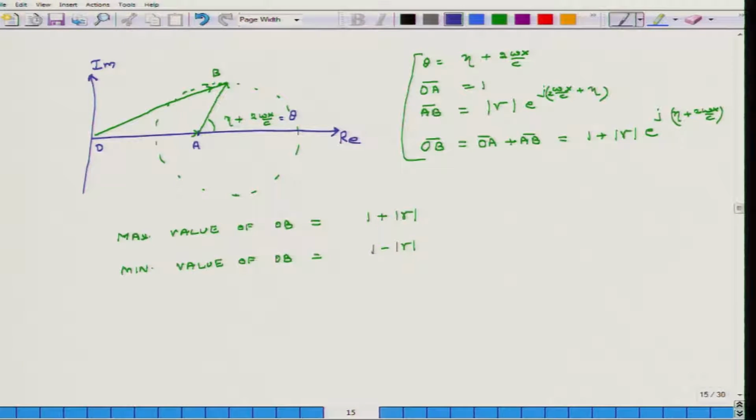So, if we want to know gamma, we have to know its magnitude and we have to know its phase. Okay. Now we define another parameter, rho. This rho is not density, it is something different. It is the maximum value of OB divided by minimum value of OB, and this is equal to 1 plus gamma divided by 1 minus gamma. We can measure this rho. How do we measure this rho?